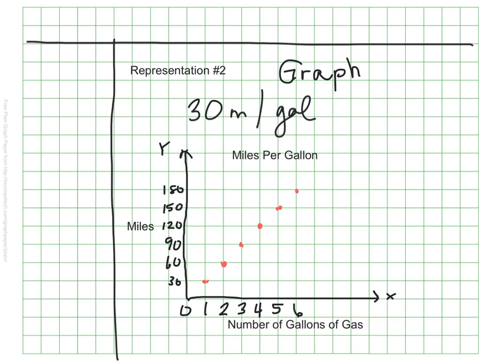And this is a second way that people represent information. And in this case, I actually think we could go ahead and connect our lines, since we can certainly use fractional pieces here of our gallons of gas, right? We can use a half a gallon and so on.